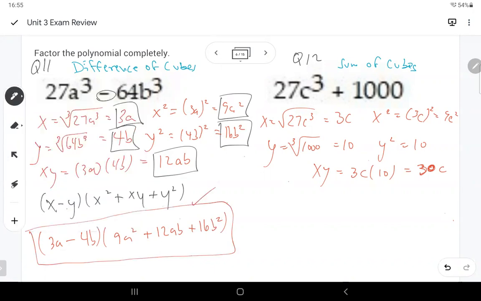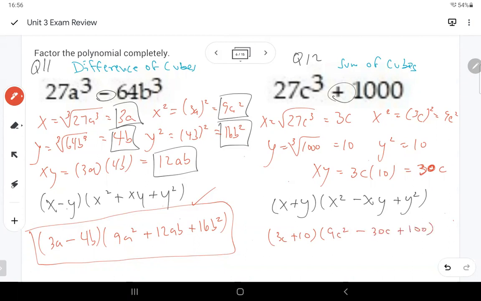Okay. Same thing here. Again, you're going to look at your term. So it's going to be x plus y first, then x squared. Change the sign back to y squared. So we plug in 3c plus 10, 9c squared minus 30c plus 100. Excellent.